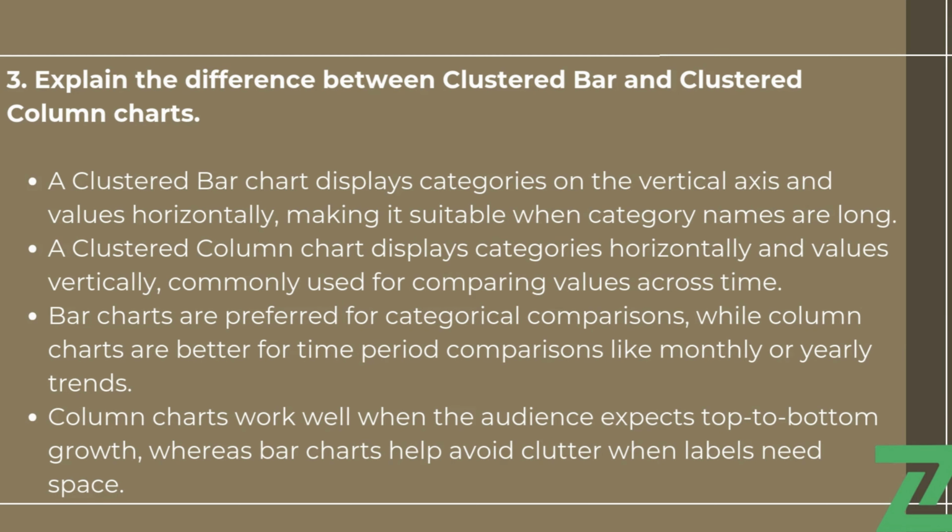Bar charts are preferred for categorical comparisons, while column charts are better for time period comparisons like monthly or yearly trends. Column charts work well when the audience expects top-to-bottom growth, whereas bar charts help avoid clutter when labels need space.